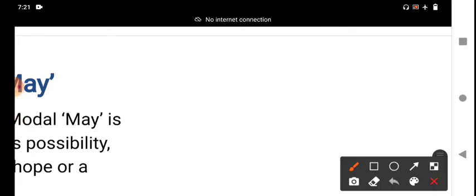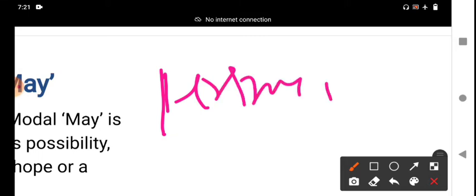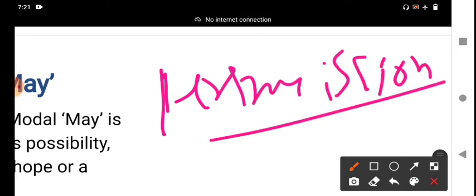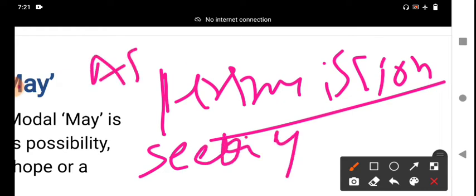The second function of may is to express permission. May is used to express permission. These permissions are of two types: seeking permission or asking permission. Both are the same. Seeking permission means asking permission, for example, may I come in, sir?